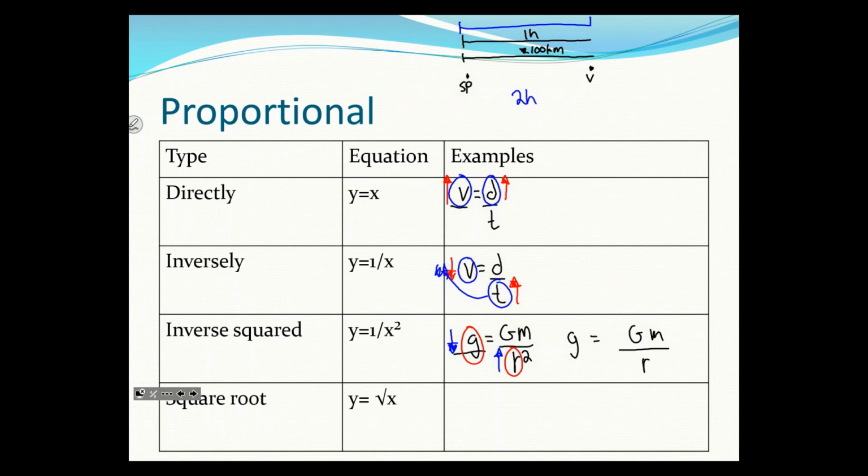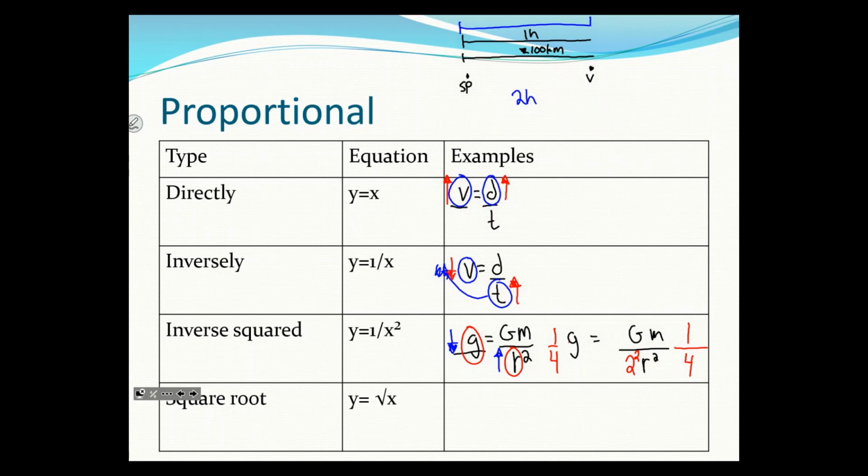So if I, let's say, doubled my radius, what effect would that have on my G? Well, I would 2, because the R is squared, I have to square that. I'm making no changes to the top. And on the bottom, I'm changing it by 4, so my G would change by 1 over 4. So when I double my radius, I quarter my G.